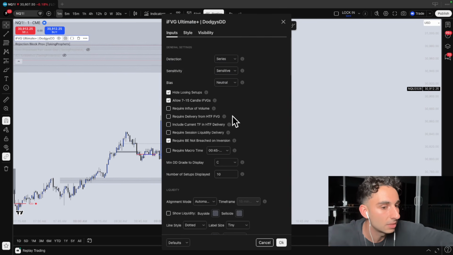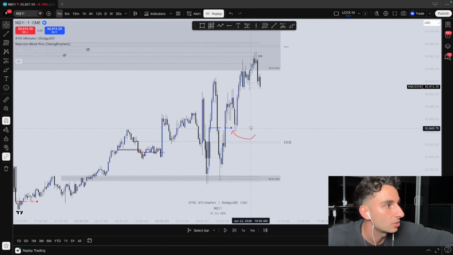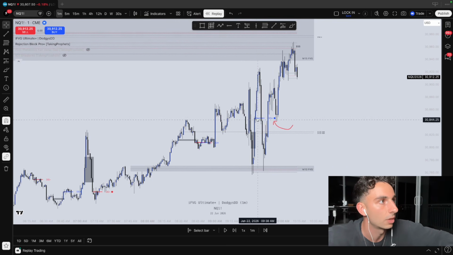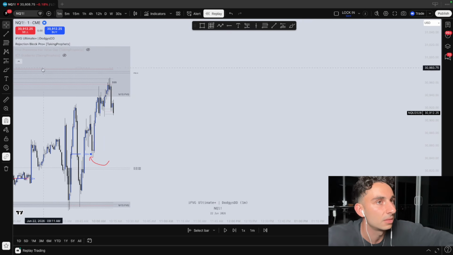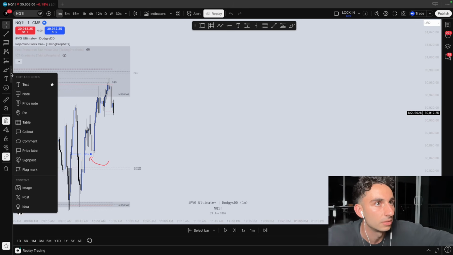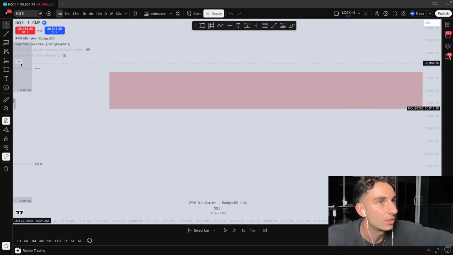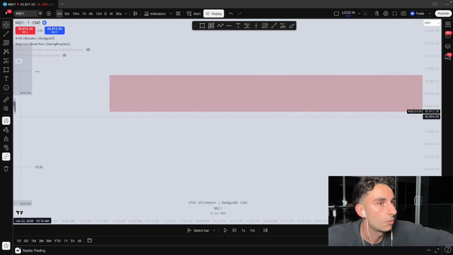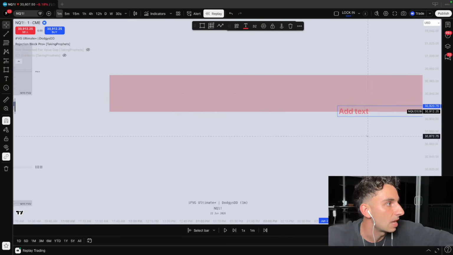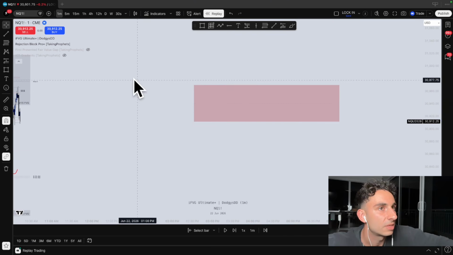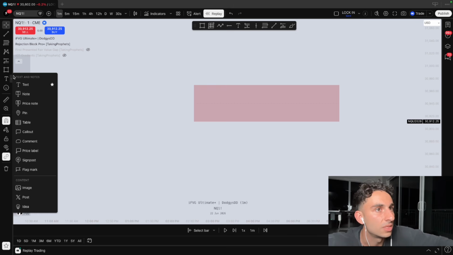Required delivery from high time frame fair value gap. This one's actually pretty interesting. A lot of people ask how this works. Let me do a drawing to demonstrate. Say we have a high time frame fair value gap, and this is how it works.